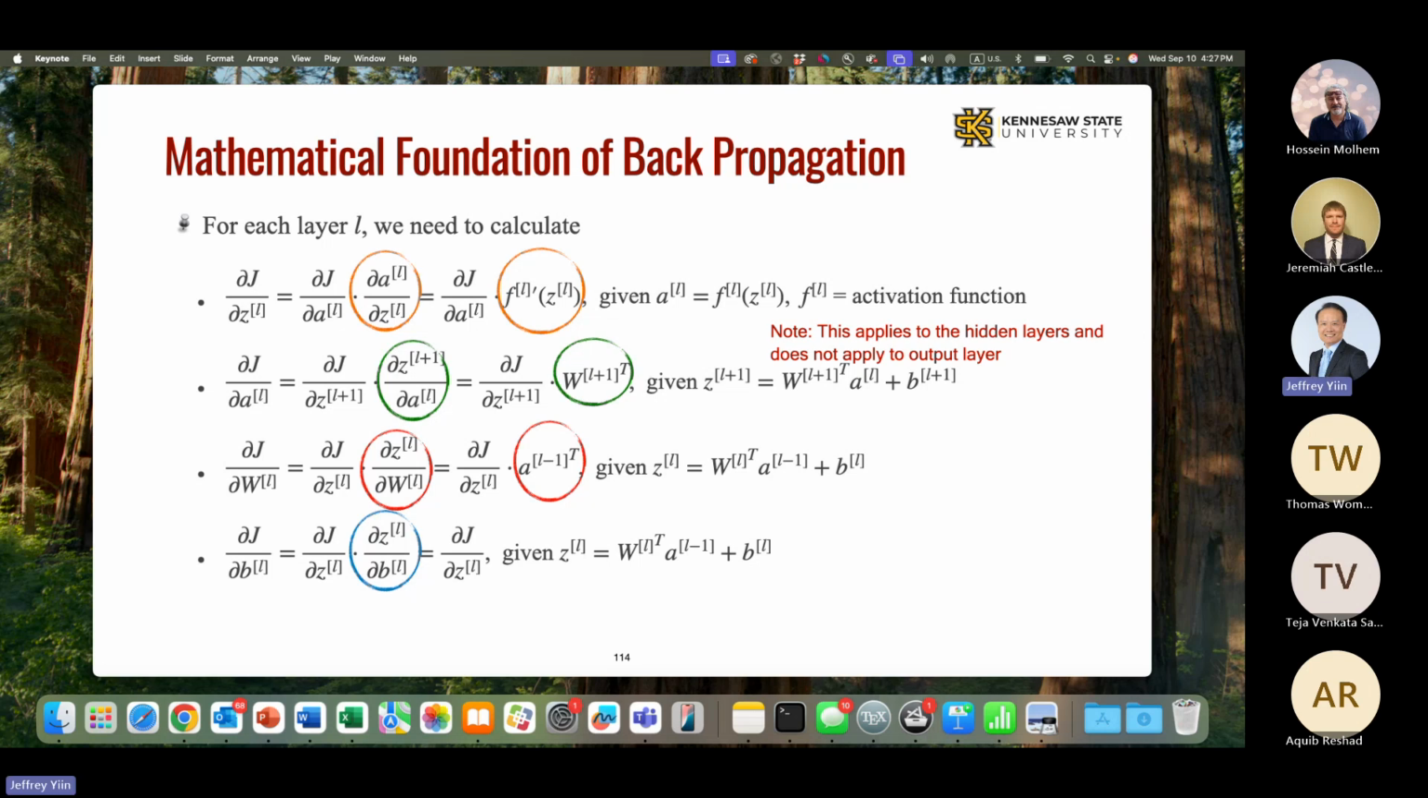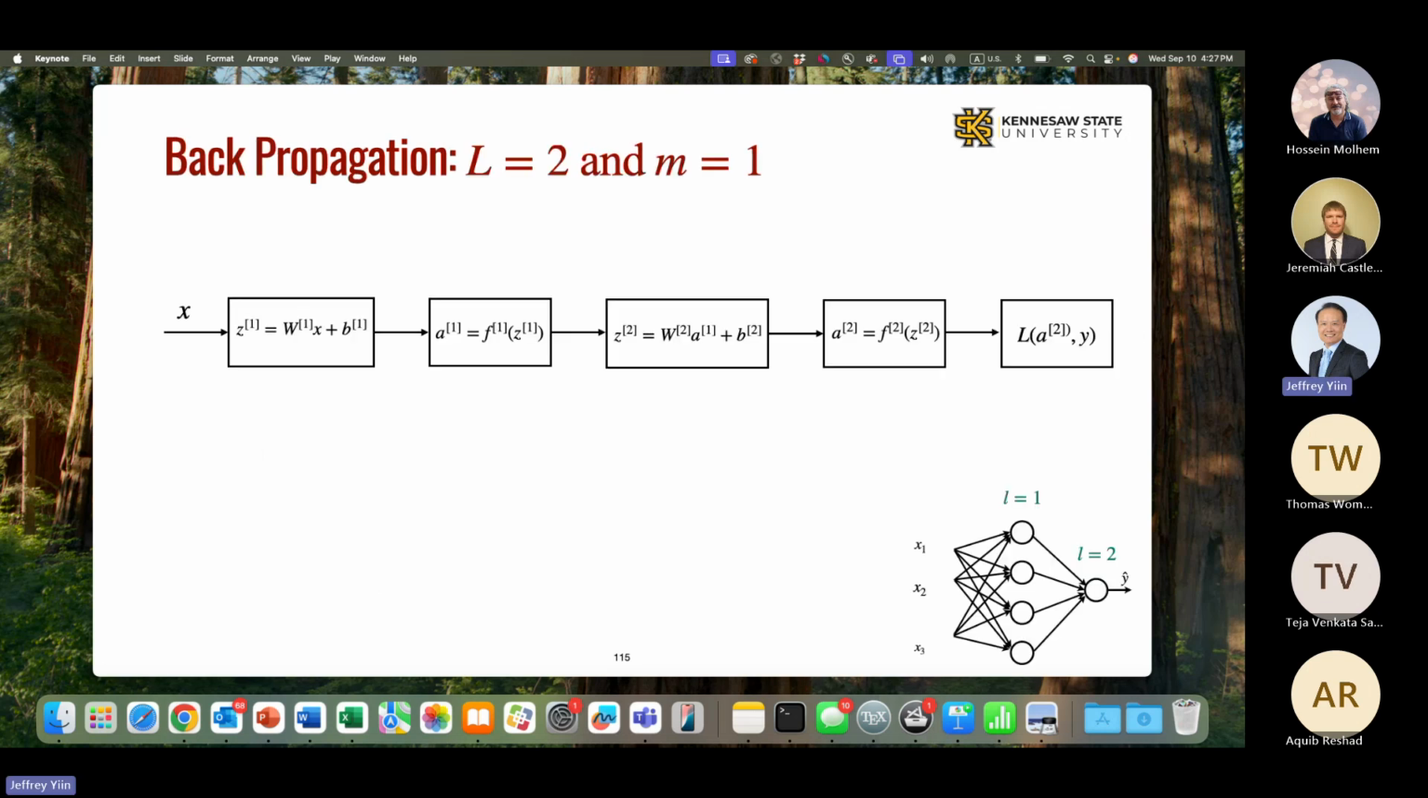Now you have the mathematical foundation. How do we actually put them all together? All right. So here's the key diagram. I'm going to put forward and backward together in one picture. So this part that we have right now is forward propagation. I'm starting to use the orange arrows to indicate the direction of backward propagation.